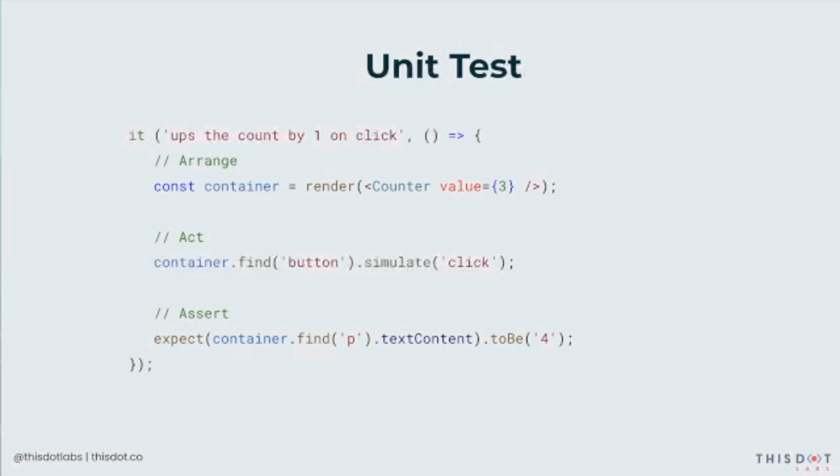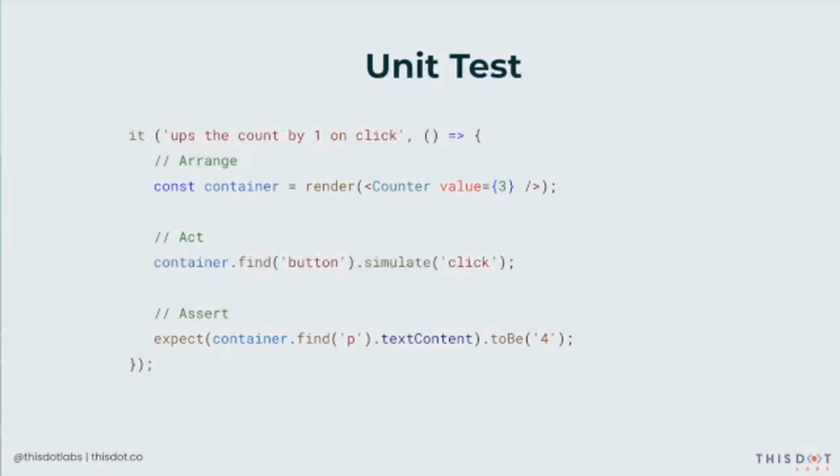In a unit test, this looks like this. Most testing libraries, by the way, start with the it function. It's globally available through your unit testing setup. So Jest, for example, would provide this function for you. You would provide the name of the test. In this case, we're going to test our counter component again. And we expect it to up the count by 1 whenever we click on the button. So we describe what's going to happen.